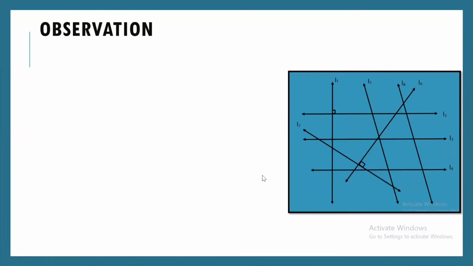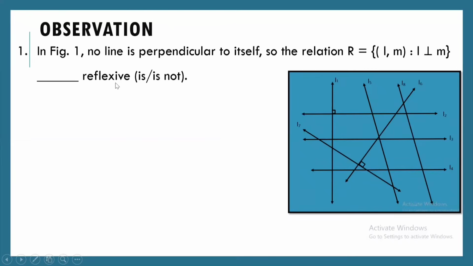So let us see the observation. This was the figure 1 that I had made. In figure 1, no line is perpendicular to itself. So is the relation R, given by (L, M) such that L is perpendicular to M, reflexive or not? Now, what is a reflexive relation? That the relation holds for itself also. If I say a line is parallel to itself, that means 'is parallel to' is a reflexive relation. Let us check for the 'is perpendicular to' relation. Is line L1 perpendicular to L1? No, it is not. Is line L2 perpendicular to L2?